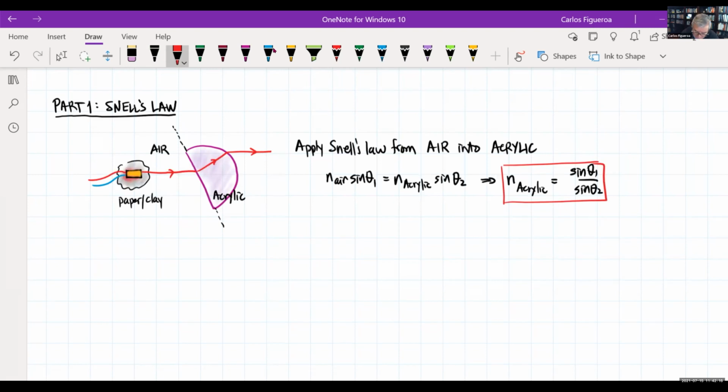So what do I want you to do? I want each individual person to make 3 measurements.